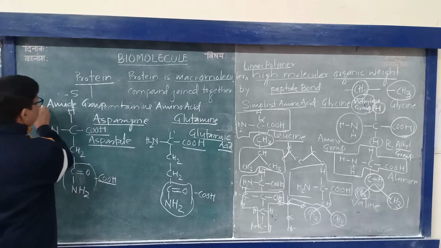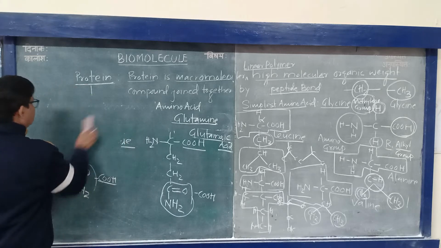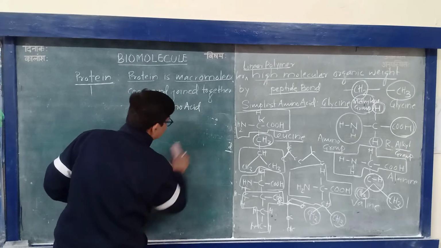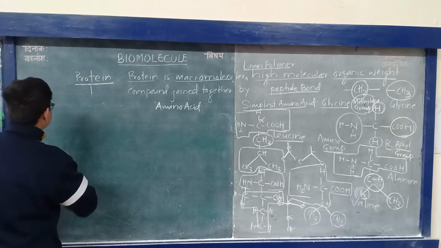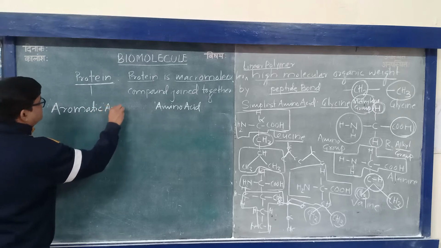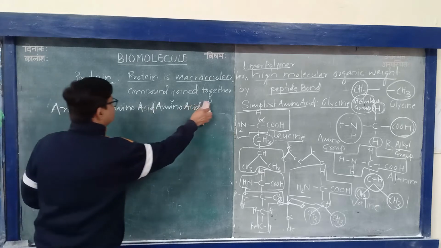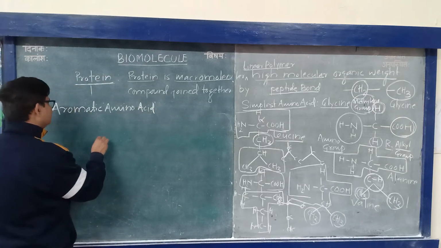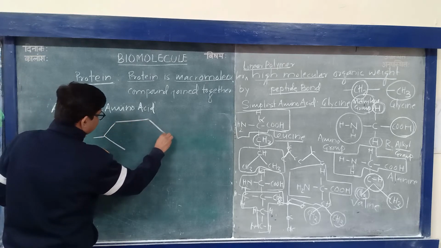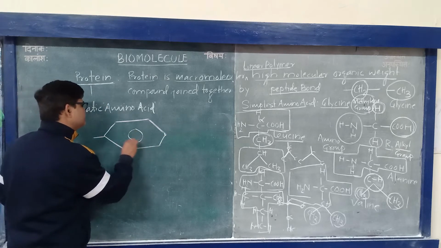Now I am going to draw the chemical structure of the aromatic amino acid. You know, aromatic amino acid is very important. So what is aromatic amino acid? You will find this structure, that is the phenyl group. Okay. If you observe, this is a linear structure.